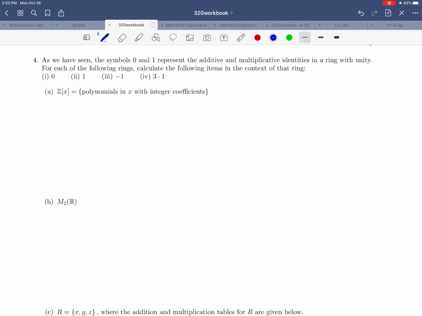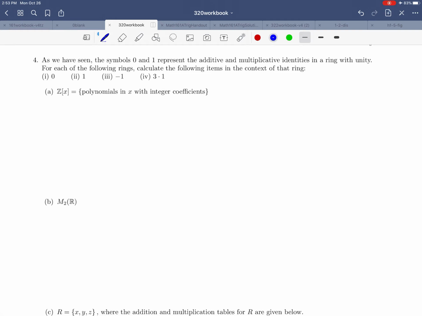In exercise 4, we're going to look at different examples of specific rings, and we're going to investigate what 0 and 1 represent in these rings. So 0 and 1, they are the additive and multiplicative identities in a ring with unity. But if we have a ring that's not integers, that's not real numbers, then what do 0 and 1 actually represent? What do these symbols mean in those contexts?